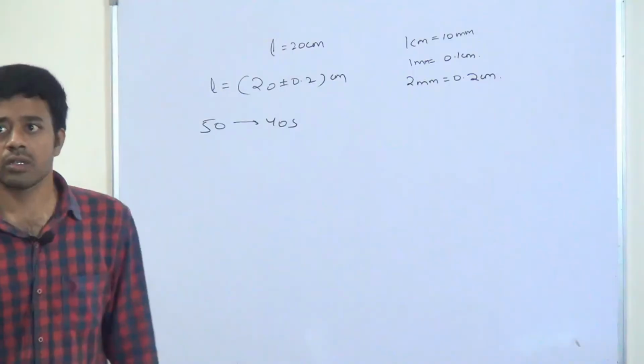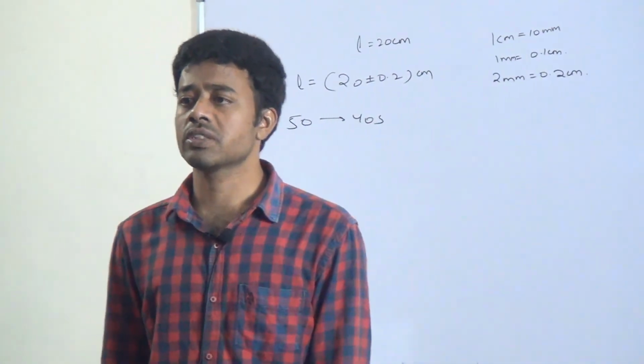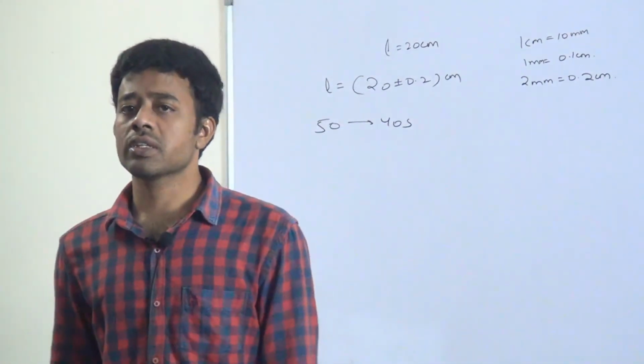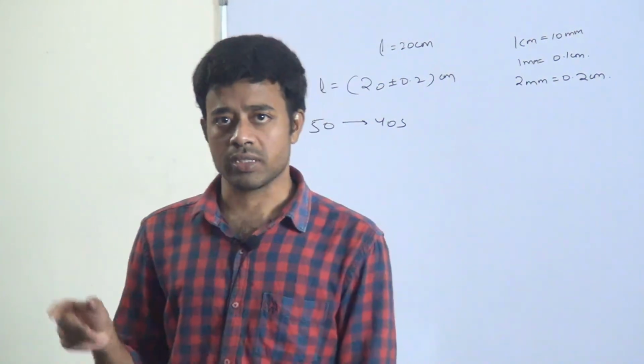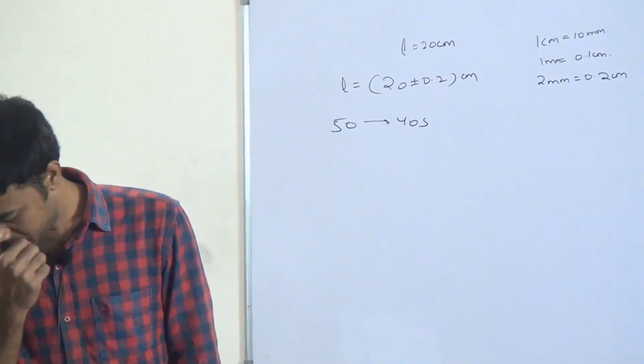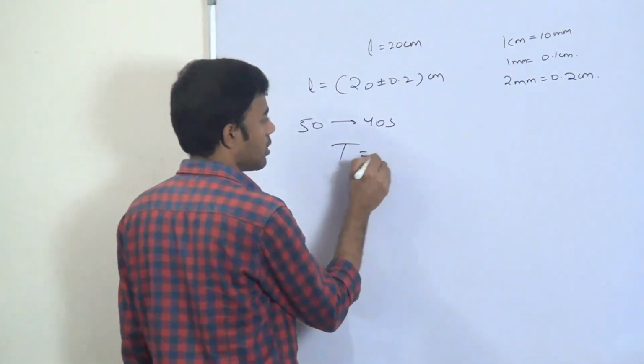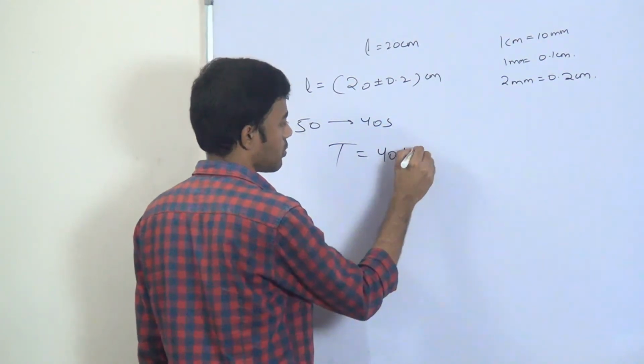For the 50 oscillations which happen in 40 seconds, we have 1 second resolution. So that means the error is 1 second. It can be plus or minus. So the time duration is 40 seconds and the resolution is 1 second.